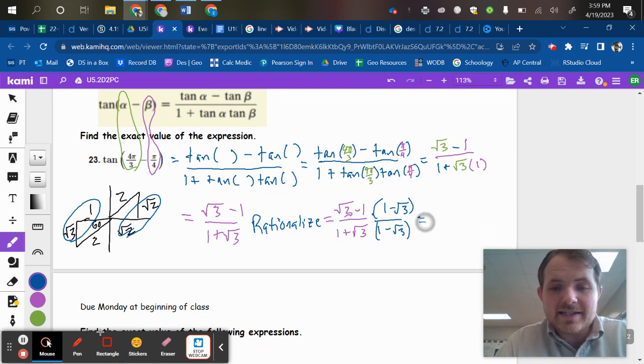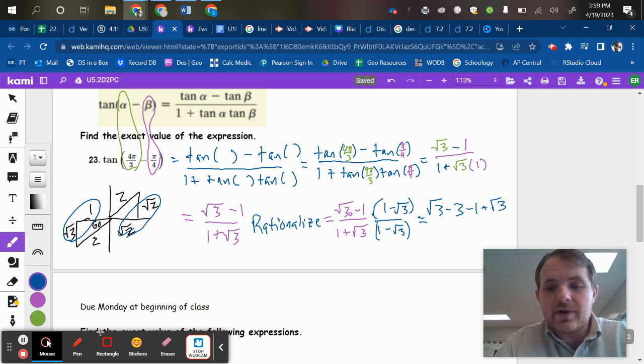So when you FOIL that top, you've got radical 3. Outside would be negative 3 because radical 3 times radical 3 is just a 3. Inside is minus 1. And last is a positive square root 3. When you FOIL the bottom, you've got 1. Outside is negative radical 3. Inside is positive radical 3. So that becomes 0. And then minus radical 3 times radical 3, which is just 3.